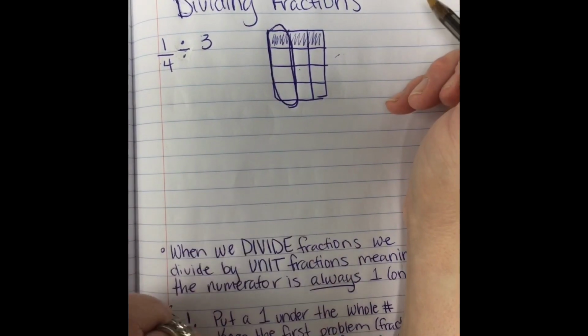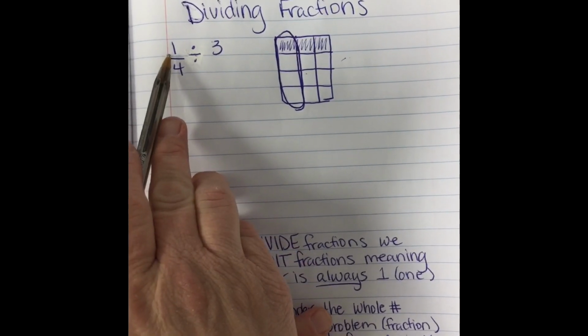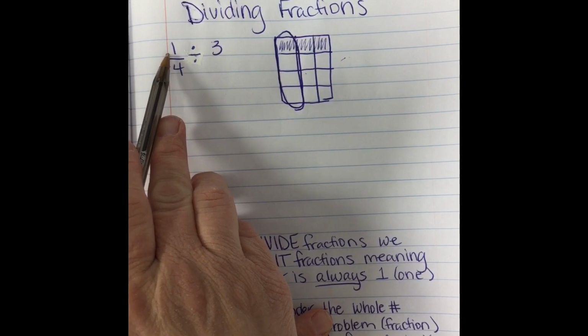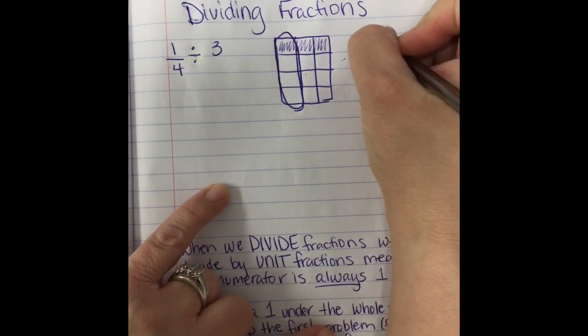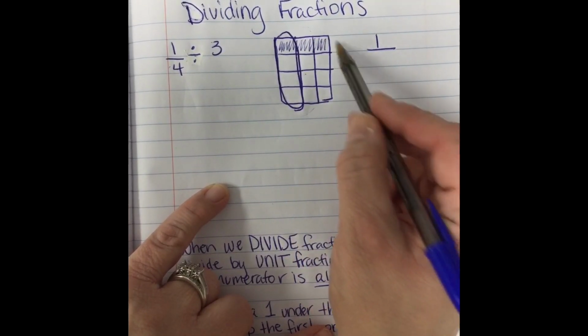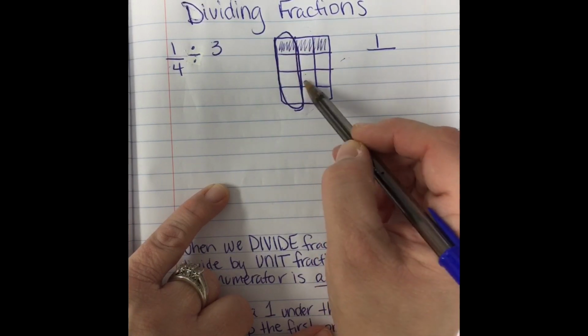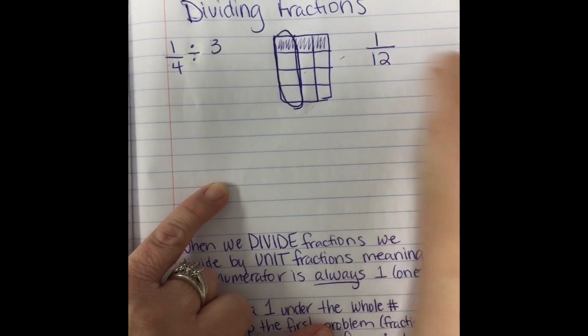So here's the thing. When we're dividing fractions, we're only ever going to divide where the numerator is 1 on your fraction. Okay, so that means your answer, the numerator is always going to be 1. So I have 1 shaded, and then I have to count how many total pieces are in this model. So 1, 2, 3, 4, 5, 6, 7, 8, 9, 10, 11, 12. So 1/4 divided by 3 is 1/12.